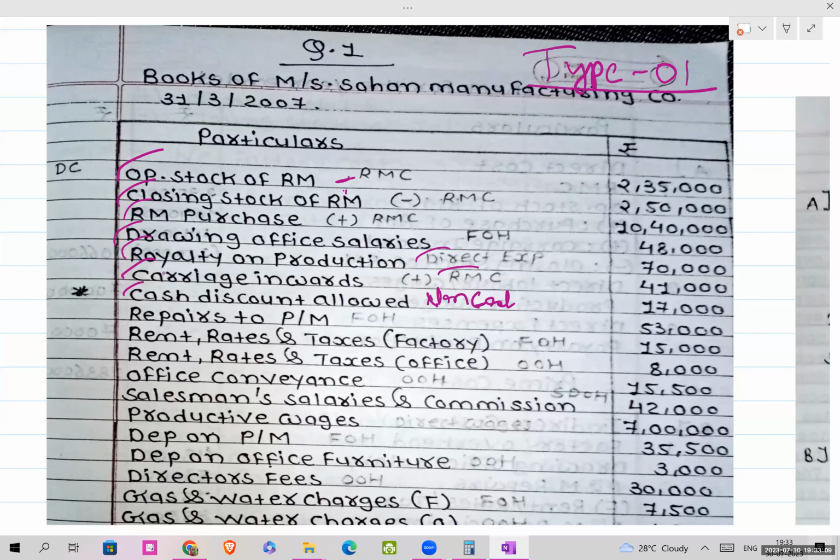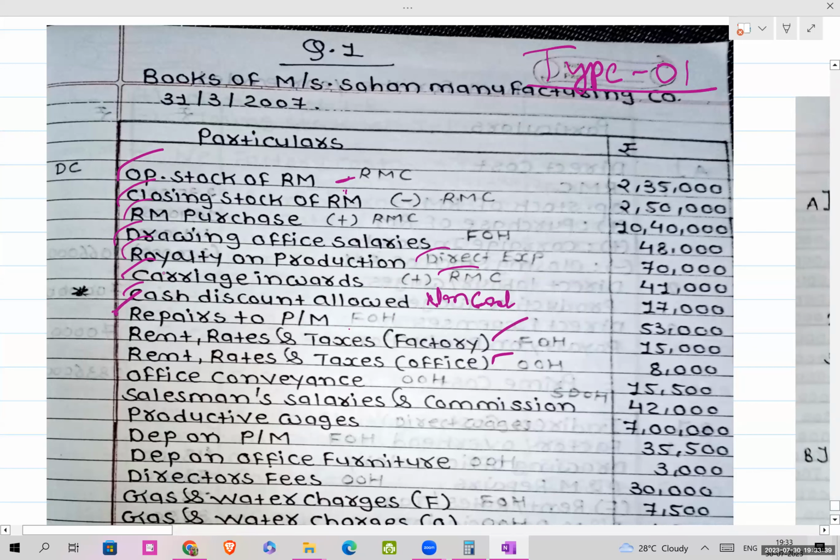Okay. Next, repairs to plant and machinery. This is with respect to upkeep of plant and machinery, which is a part of factory. So it will go under factory overheads. You can just put F or you can put FOH as per your requirement. Then rent, rates and taxes. It is already mentioned factory, so it will go to factory. Rent, rates and taxes, office. So it will go to admin overheads.